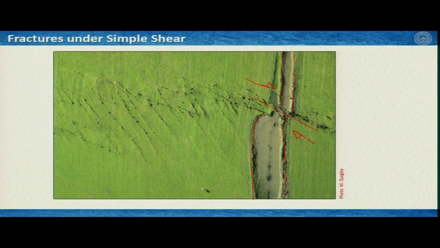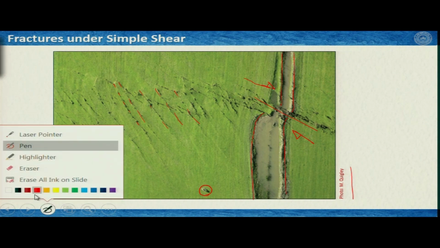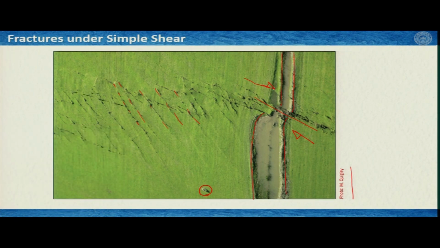I said this is an aerial photograph. So, this is a field, and this could be a cow or something like that. You can consider it as a scale, and this photograph was taken by Mark Quigley of University of Canterbury in New Zealand. These typical structures were produced during the 2011 earthquake in Canterbury, and you can clearly see two sets of fractures here. One set is like this and another set is like this.